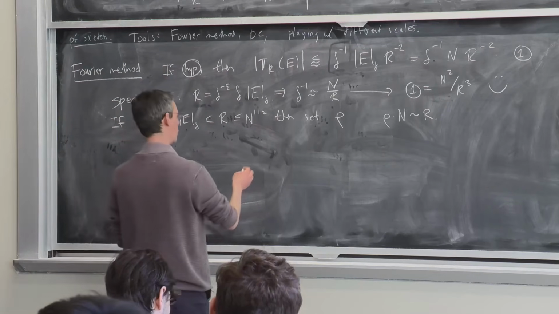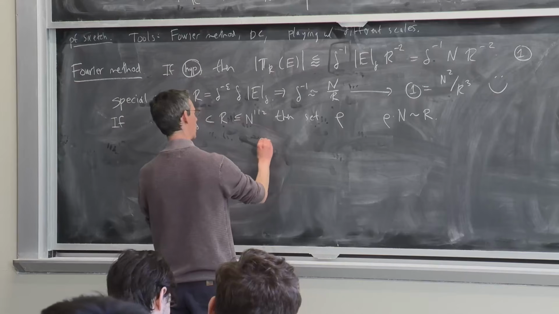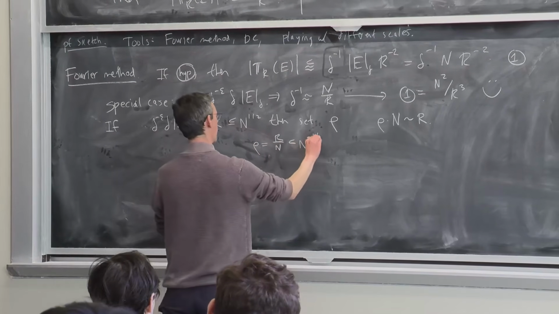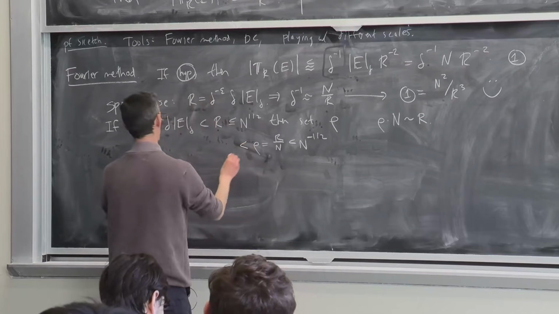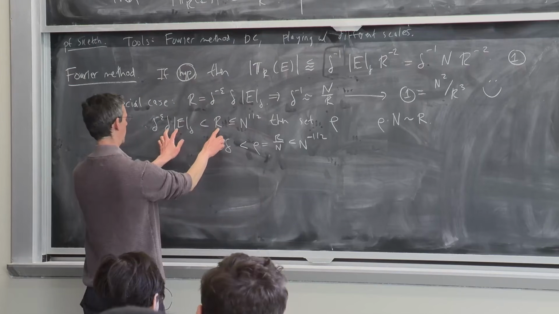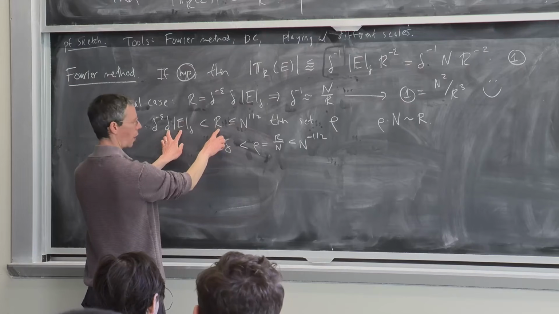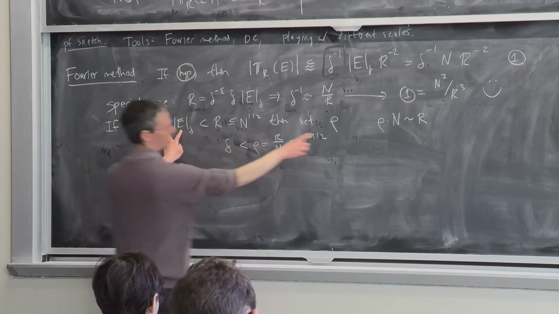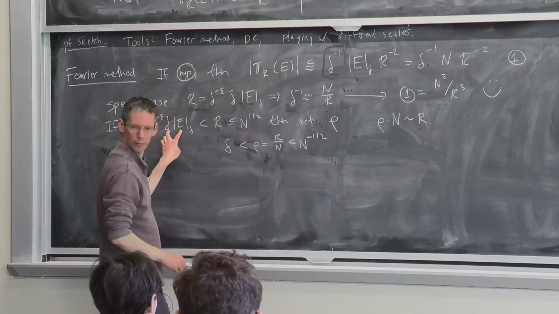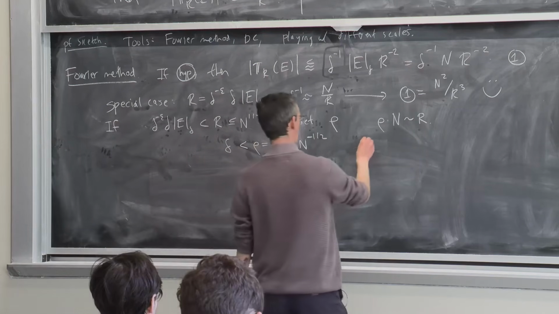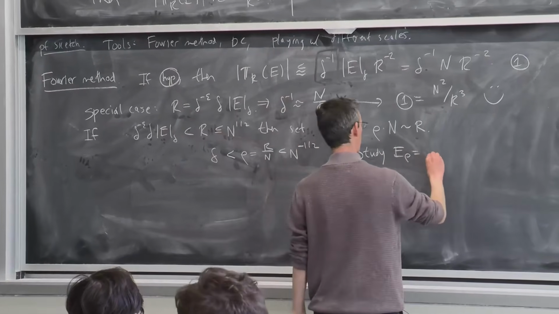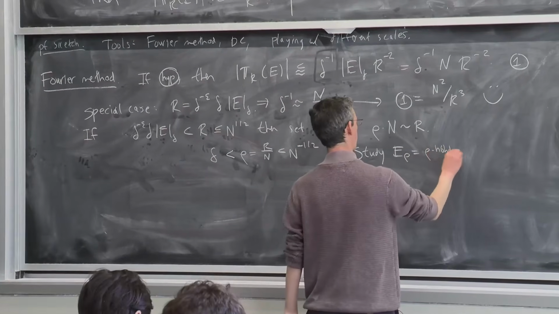So how big is rho? Well, rho is going to be r over n. So it will be smaller than n to the minus a half. But it will be bigger than delta, because delta n was smaller than r. And I'm going to increase delta to rho so that rho n will be around r. So rho will be around there. And then we're going to study E rho, which is the rho neighborhood of E.